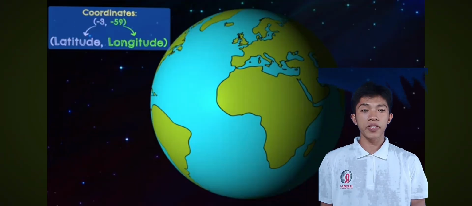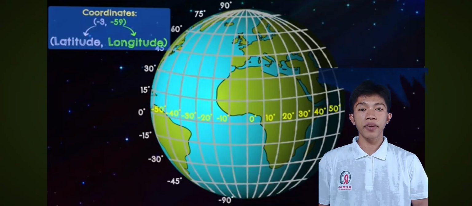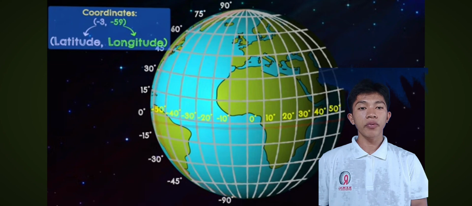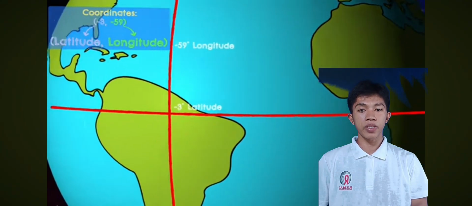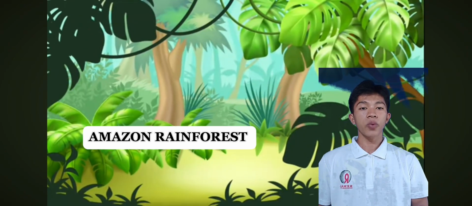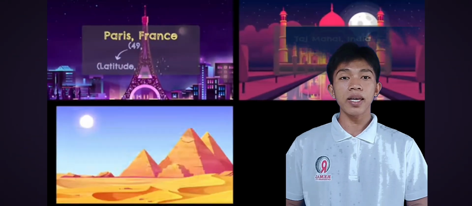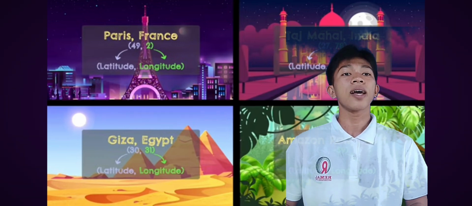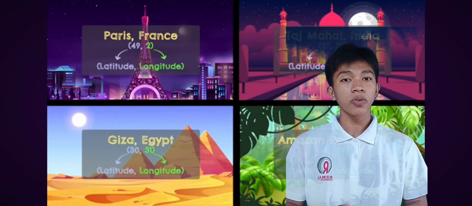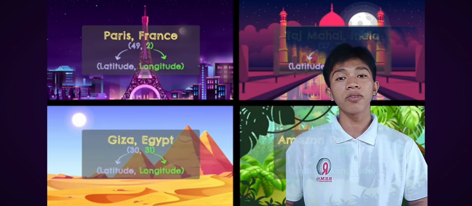To look for another mystery place with the coordinates of -3 and -59, you would look for the latitude of -3 and a longitude line at -59 degrees. Where these two lines meet, you will find our mystery place, the Amazon rainforest. As you can see, each place on Earth has its own unique set of coordinates made up of latitude and longitude. And if you don't know the place's coordinates, you can find it on a map.